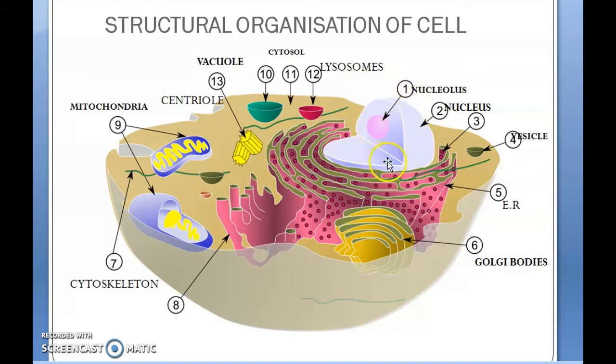So the nucleus is the largest and one of the most important cell organelles in eukaryotic cells, and it is located in the center of animal cells and at the periphery of plant cells. We have discussed it in our last video lecture. It is absent in prokaryotes.